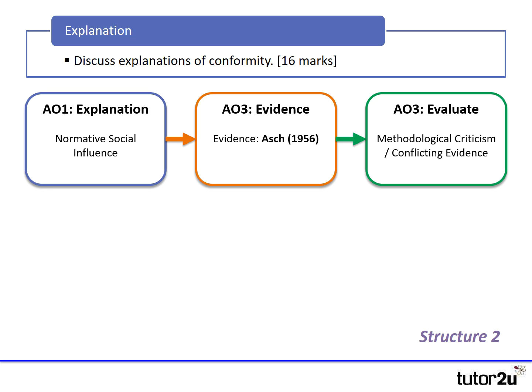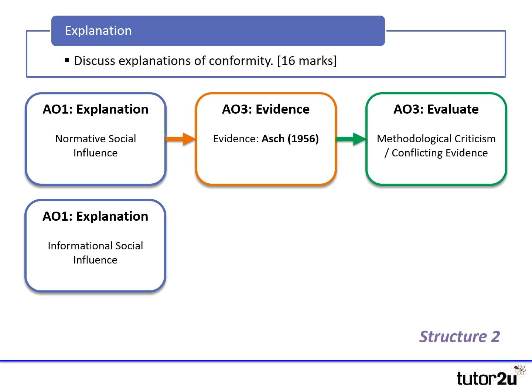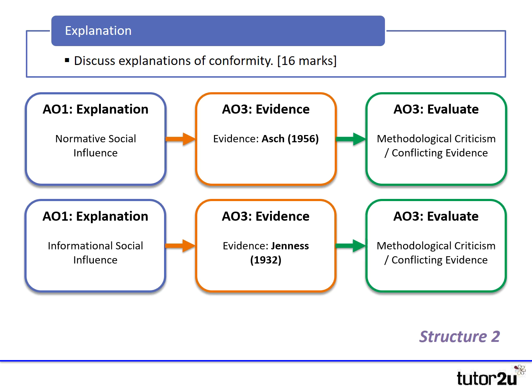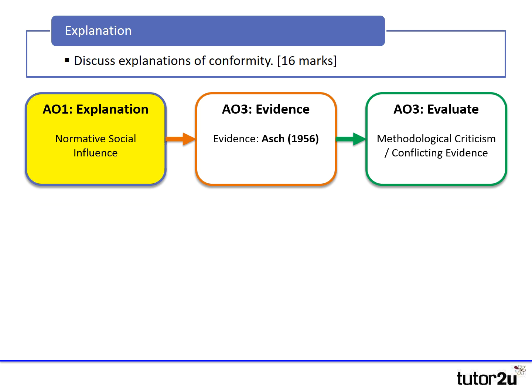So at that point you can bring in some evaluation and talk about some of the issues with Asch and therefore why those are issues for the idea of normative social influence. And I'll give you an example in a moment. I would do that first, and then I would move on to bring in my second explanation, informational social influence. I would bring in some further evidence by Jenness in this case, which is the jelly bean study, and then I would evaluate Jenness as evidence to support informational social influence. Let's see what that looks like again, okay?